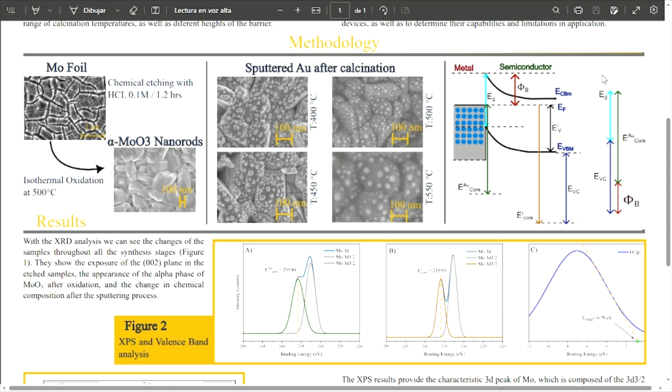There is a relationship that will always hold between these parameters, such as the following: the energy of the band gap plus the difference of the energy at the nucleus level and the edge of the valence band is equal to the energy at the nucleus level at the interface plus the Schottky barrier. So from this relation, we can obtain the value of the Schottky barrier with an XPS analysis.